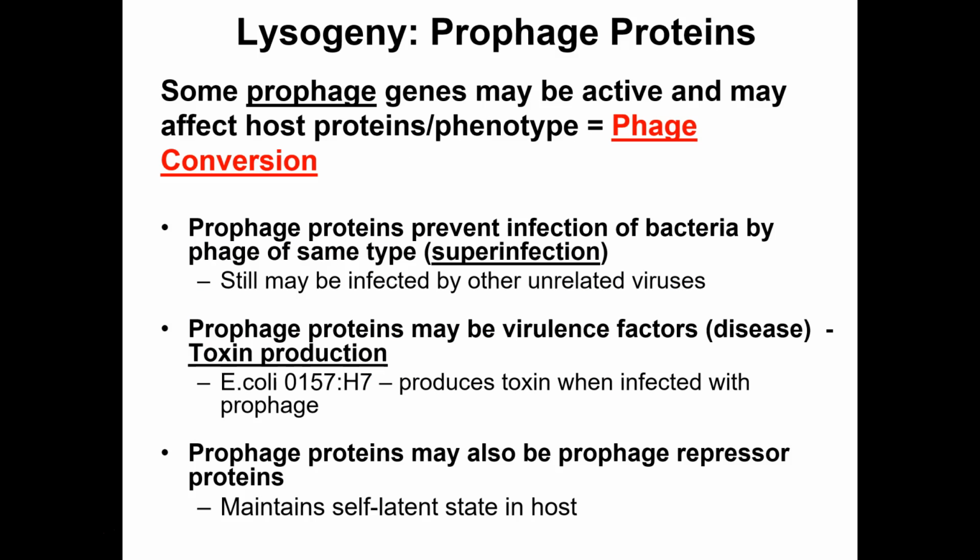And then the last example I have for you of phage conversion is they will make proteins that maintain their latent state. Now, this is a loaded statement because these proteins can repress the genes on their own, or they can influence the host cell to aid in repressing the viral genes. That's why it falls under phage conversion, because it can influence the host to help out. So those are my three examples of phage conversion. There are others, but they can prevent superinfection of related viruses, they can produce toxins, and they can influence the host in helping maintain the latent prophage state.